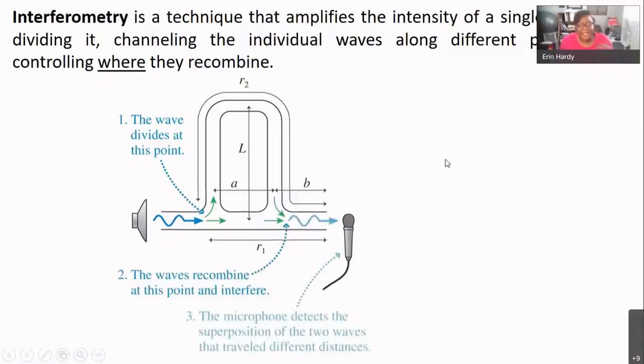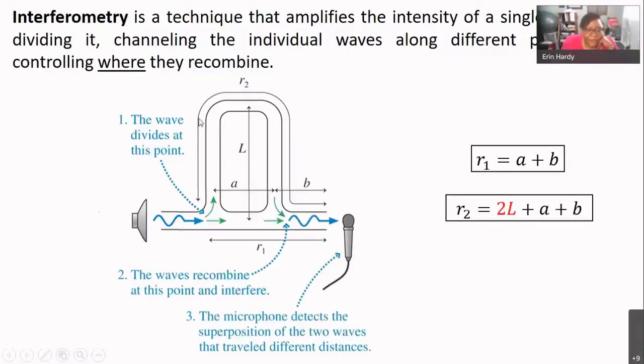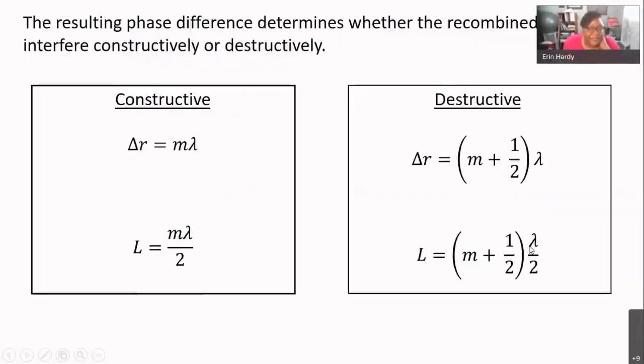So we can figure out the path length difference for the portion of the sound that takes the longer track. It's going to be 2L different than the portion of the sound wave that just takes path R1. So this A plus B is going to be common to each one, because B is the distance between the point where the sound wave recombines and where it's collected by the microphone, and A is the width of this little section here. They're both traveling that. But this 2L is going to be our path length difference.